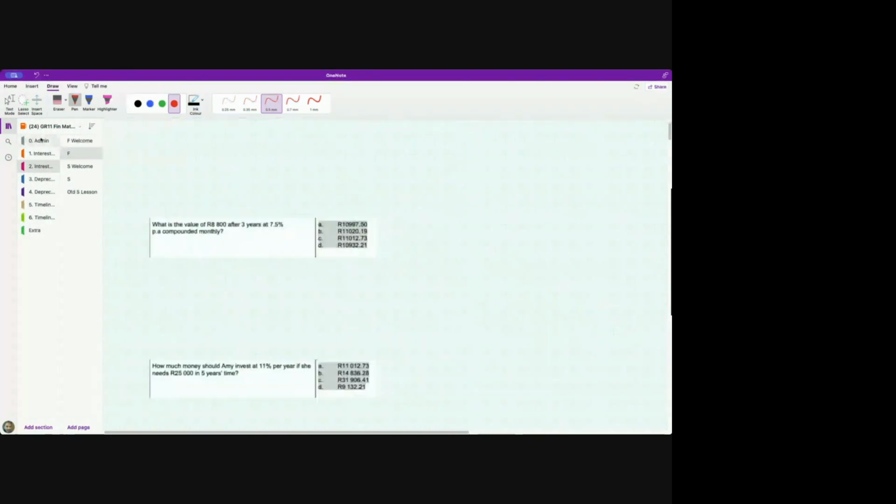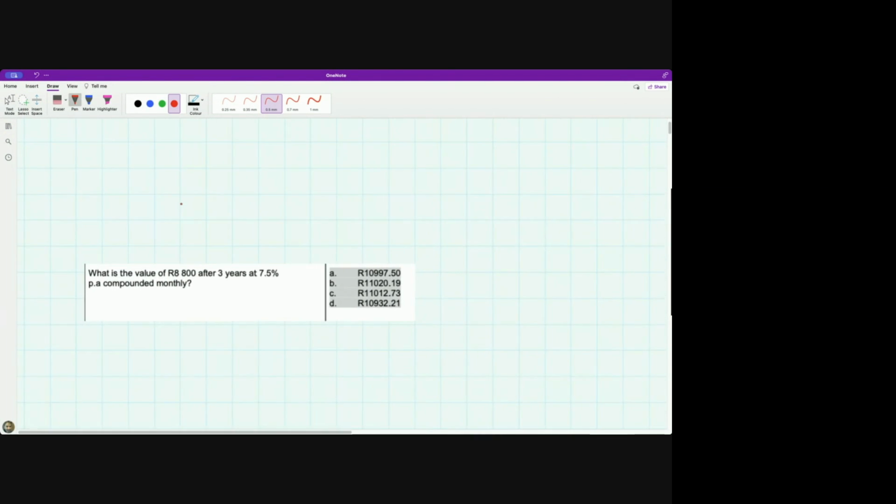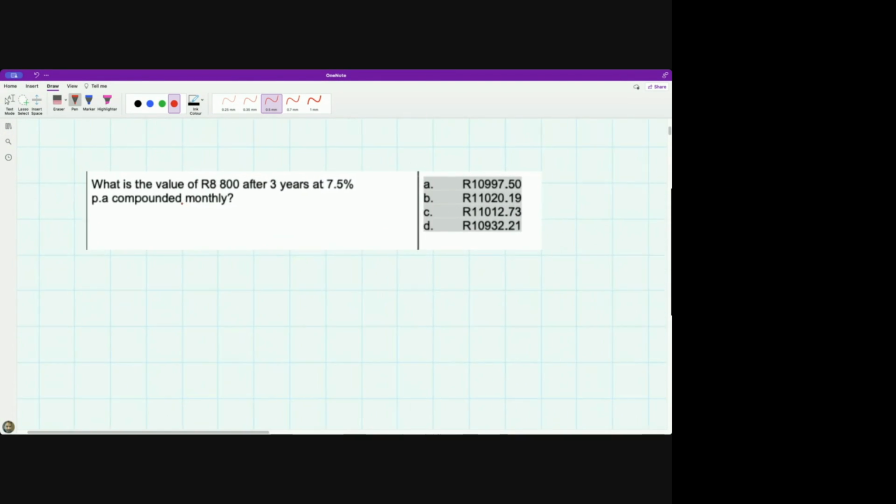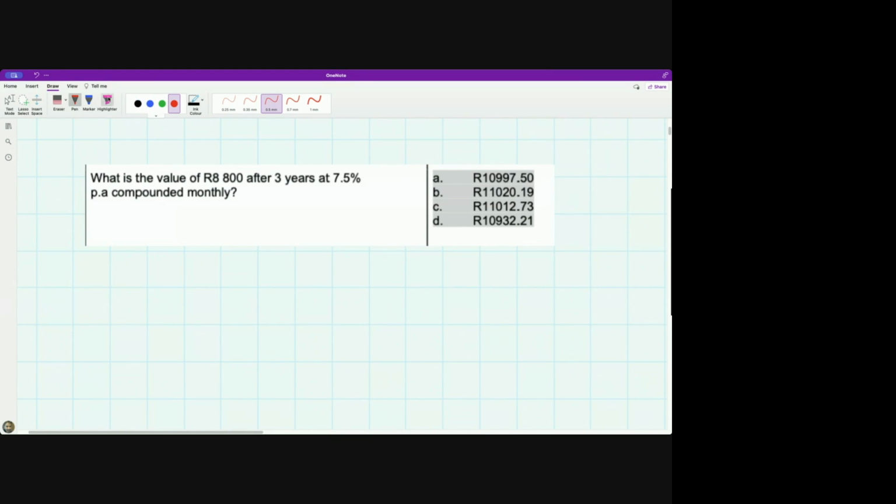Okay, let's go to this situation. So we're going to start with some multiple choice questions. So first of all, it says, what is the value of 8,800 after 3 years at 7.5% per annum compounded monthly? So in the last lesson, we spoke about the formula, and because it says compounded monthly, I'm going to have to use the compound growth formula. But I still need to identify which of these values is which of these things.